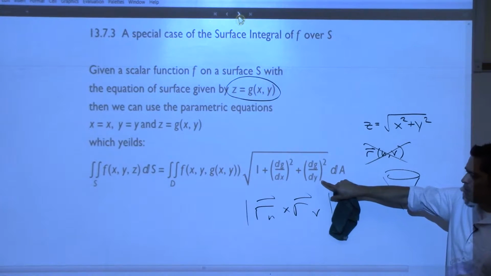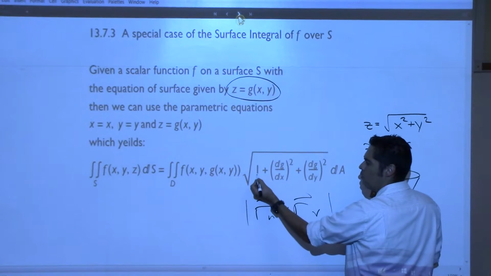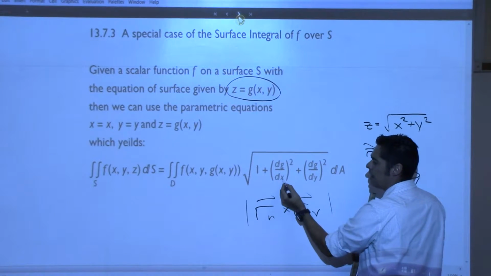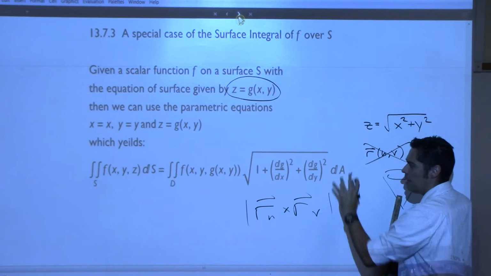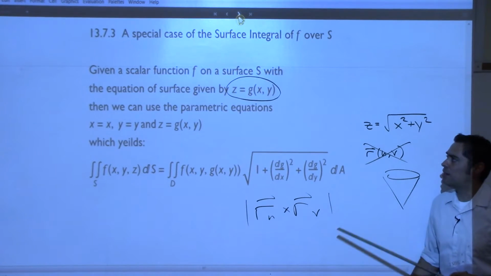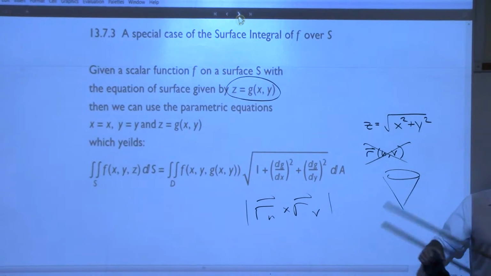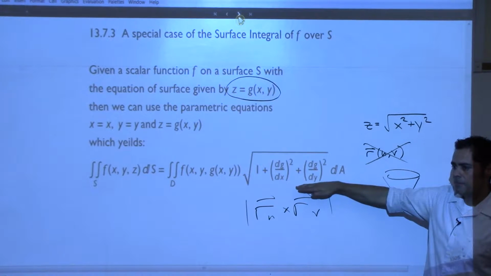Okay, so let's just look at what this is. Magnitude, square root of 1 plus the partial of this function with respect to x, plus the partial of this function with respect to y, square them both. And what this shortcut allows you to do is not have to compute the magnitude of the cross product of the derivatives, because it will always turn out to be this. Always.